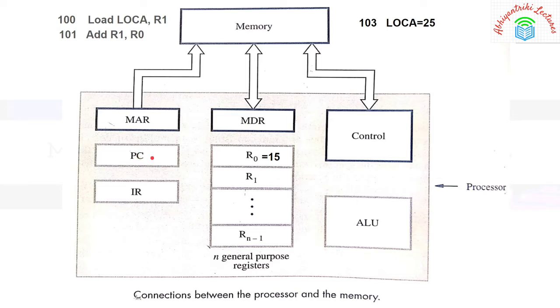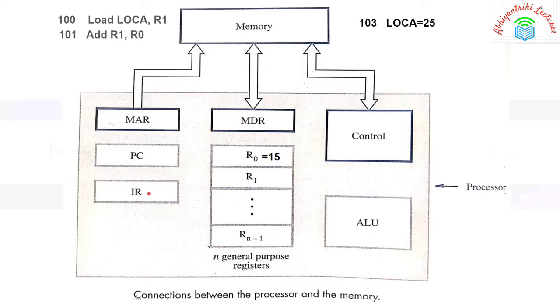This address is transferred to the MAR, the memory address register. Now this address 100 should be sent to memory, but the processor cannot send it directly, because the control unit has to send the read signal. Once the control unit sends the read signal to the memory, the address 100 is transferred to memory. The instruction there, Load LOCA, R1, is loaded into the MDR, and from the MDR it is transferred into the IR.